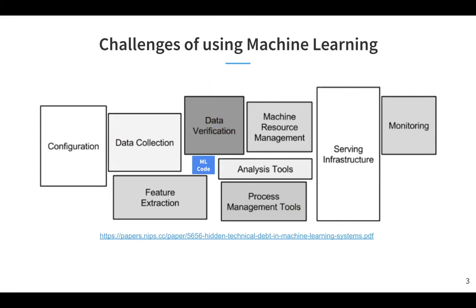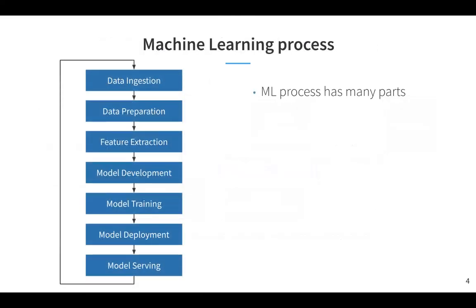So if you take a look at this diagram from this NIPS paper, machine learning code is actually only a very small portion of the whole machine learning or deep learning ecosystem. So here are some of the processes we follow to do deep learning at LinkedIn.